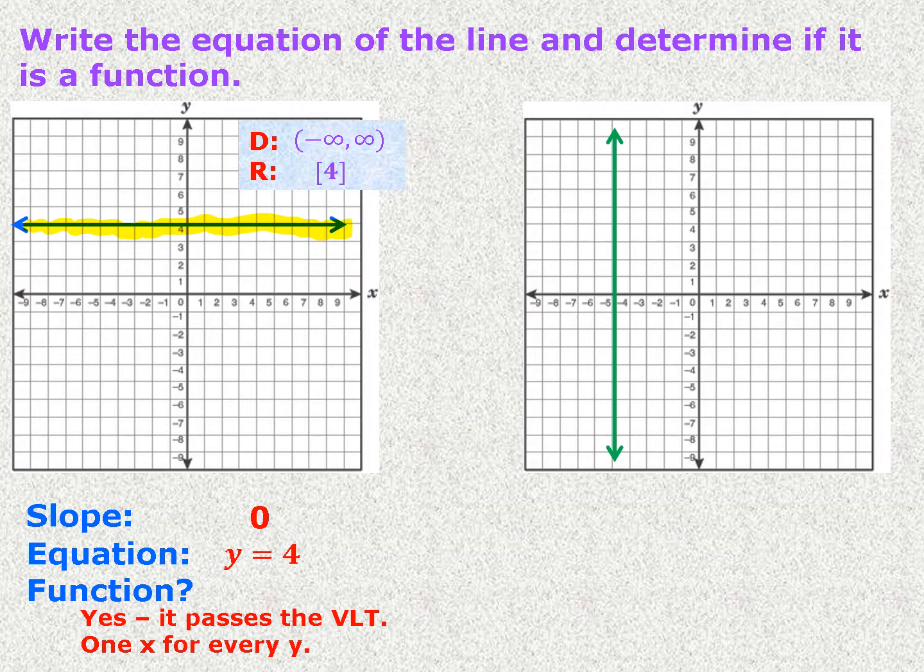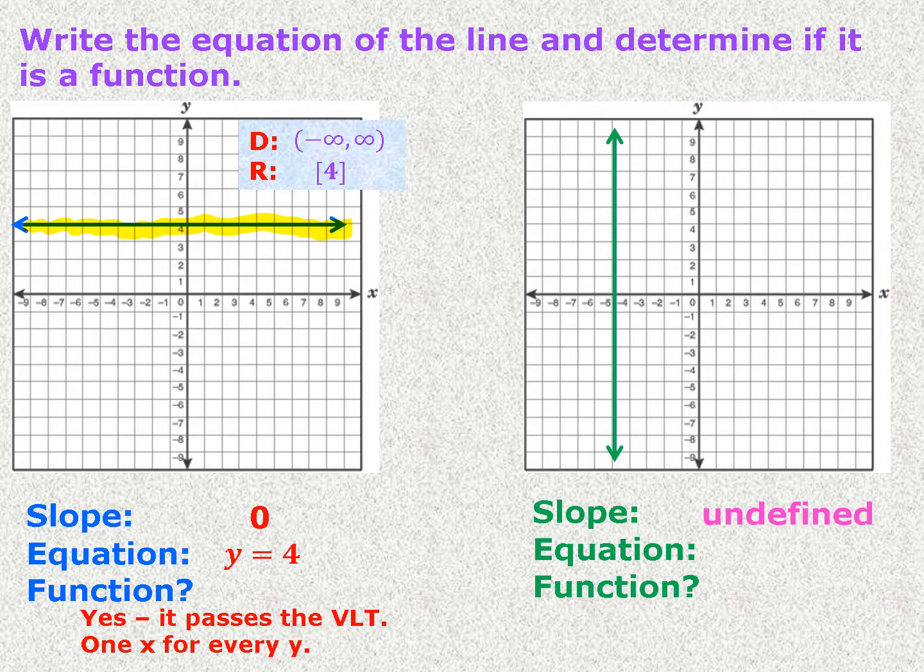Let's look at another one. This is a vertical line. What is the slope? Well, the slope is undefined because you don't have any run. It's going to be anything over 0, and anything over 0 is undefined. But it does have an equation, and instead of y equals a number, it's going to be x equals a number. So it's going to be x equals -5.